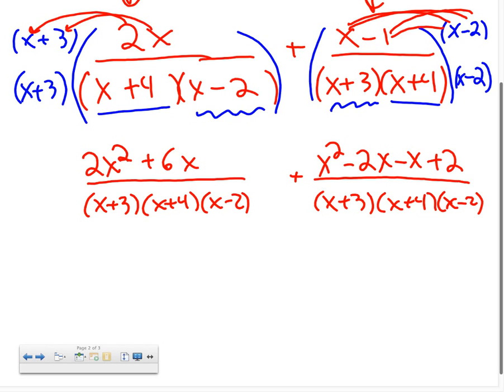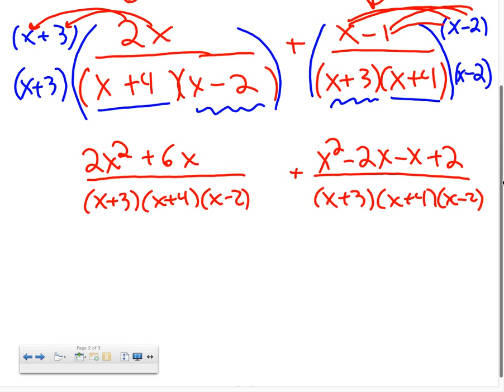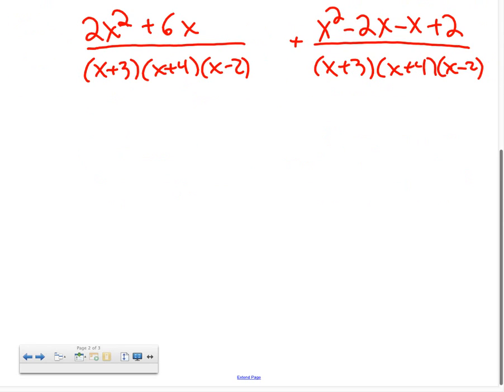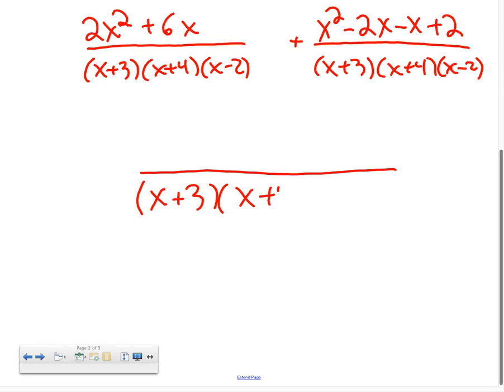Now I have my two fractions. They both have the same denominator, so I can start adding their numerators. And this is the easy part here. The hard part is getting them the same. The easy part is just adding and subtracting what's left. So I'm going to make this into one big fraction here. I'm going to keep my bottoms the same. Remember, you don't add the denominators. So you don't add the bottoms. You just add the top.